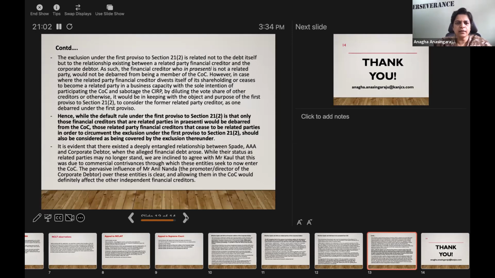To conclude, it is evident that there existed a deeply entangled relationship between SPADE, AAA, and the CD when the alleged financial debt arose. While their status as related parties may no longer stand, we are inclined to agree with Mr. Kaul that this was due to the commercial contrivances through which these entities seek to now enter the COC. The pervasive influence of Mr. Anil Nanda, that is the promoter director of the CD, over these entities is clear, and allowing them in the COC would definitely affect the other independent financial creditors. So in this judgment, they have held that these two financial creditors are related parties, even though they may not be related parties on the commencement of CRP, and hence they were debarred from participating in the COC.